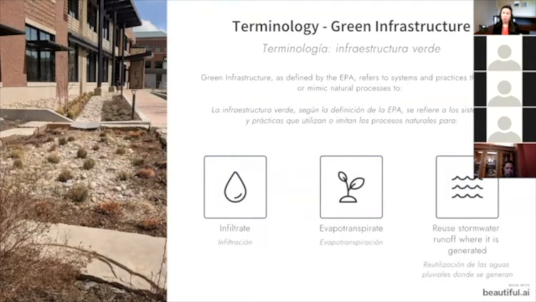Another term you've probably heard a lot, or interchangeably with low impact development or LID, is green infrastructure. And green infrastructure is defined as referring to the systems and practices that use or mimic natural processes to infiltrate, evapotranspirate, and reuse stormwater runoff where it is generated. So a rain garden is a type of green infrastructure, and it's also a type of low impact development.